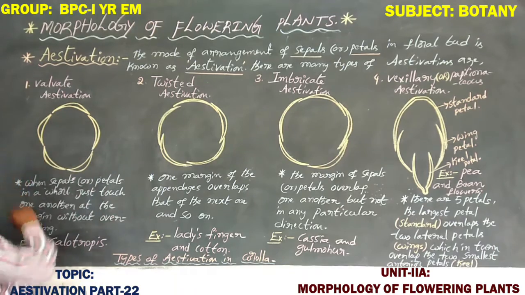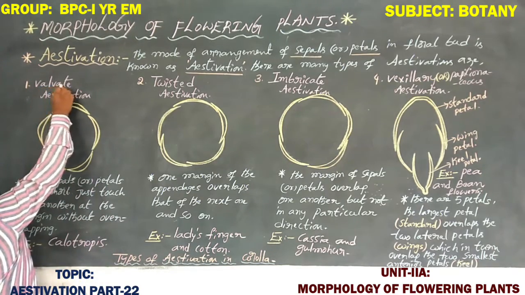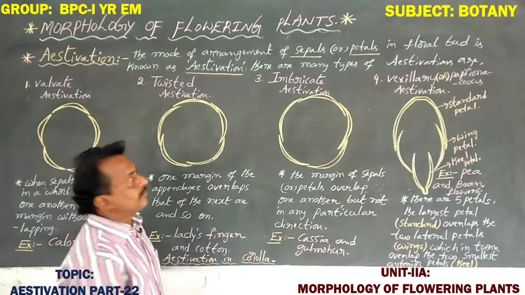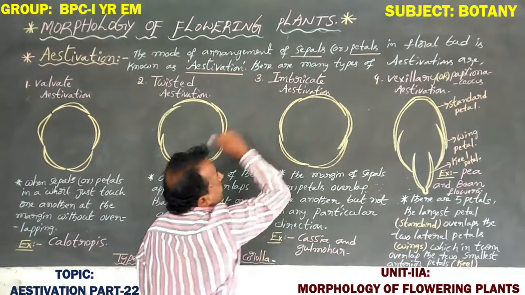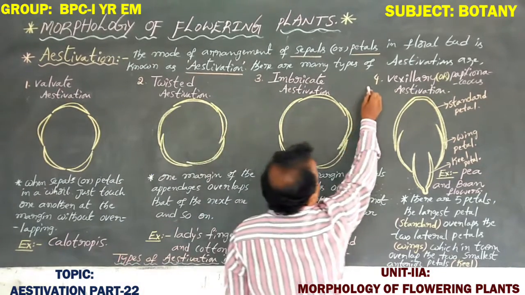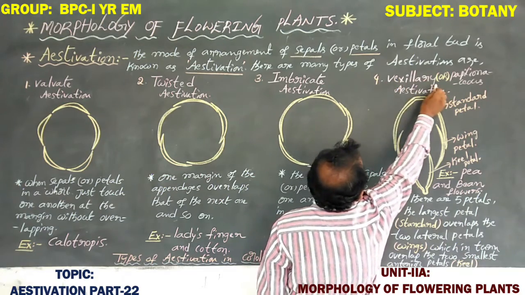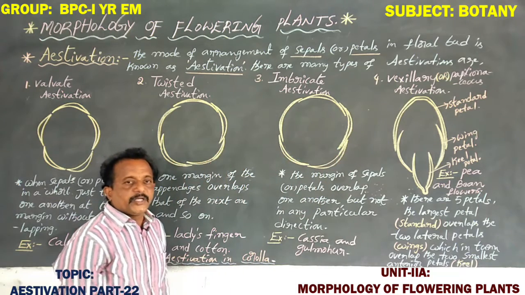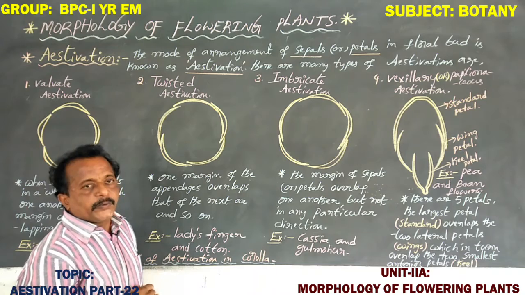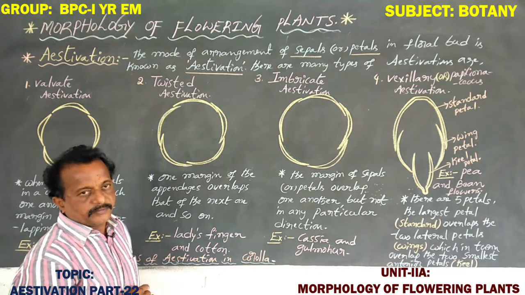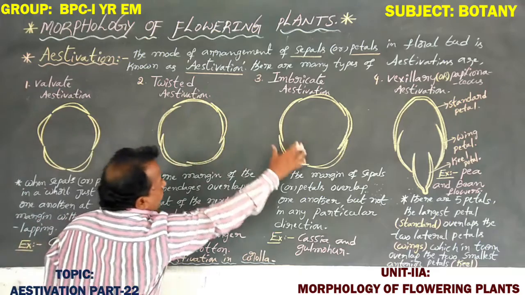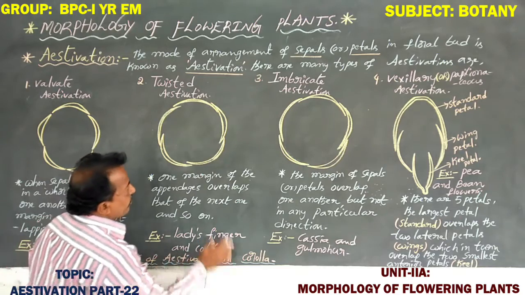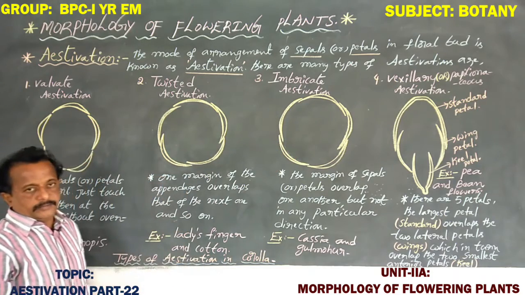They are namely: first one, valvate estivation; second one, twisted estivation; third one, imbricate estivation; fourth one, vexillary or papilionaceous estivation. Mainly 4 types of estivations. So these are diagrammatic representations of types of estivation in corolla.